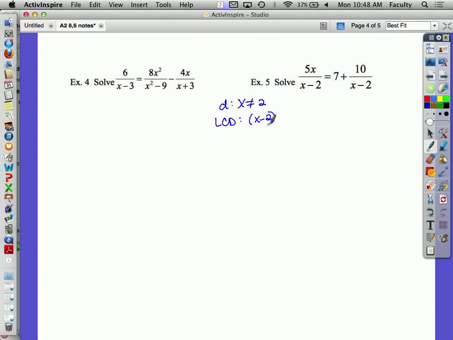Now, do you guys understand what that 7 is? It's like 7 over 1. On this one, I'm going to mentally multiply. If I multiply by x minus 2, it cancels in the first fraction, but I don't cancel anything with the 7. So it's 7 times x minus 2, and then with the 10, the x minus 2 cancels.